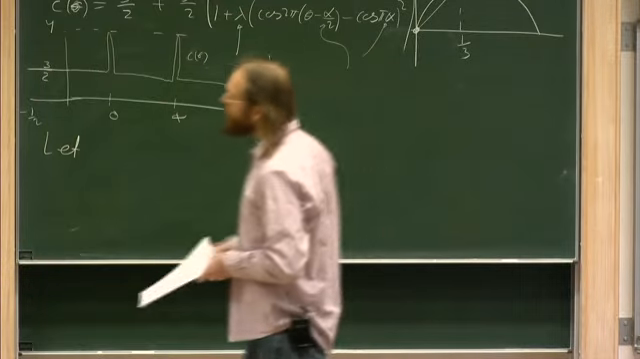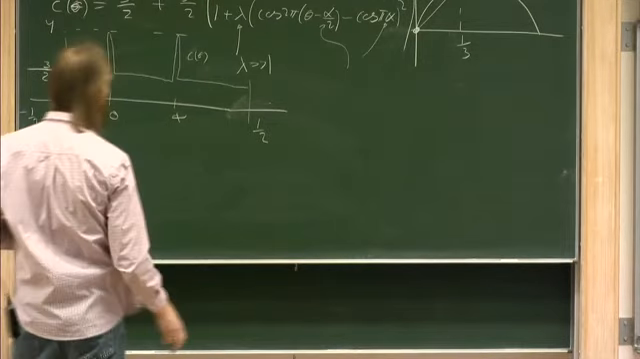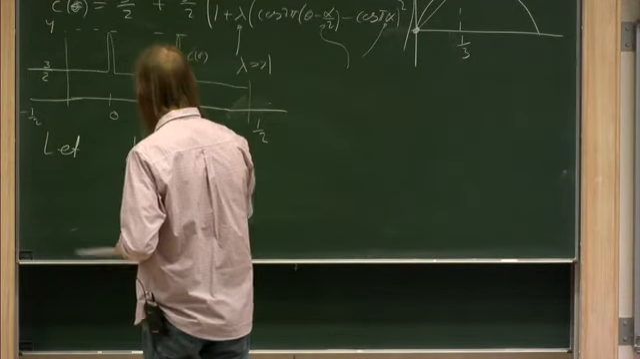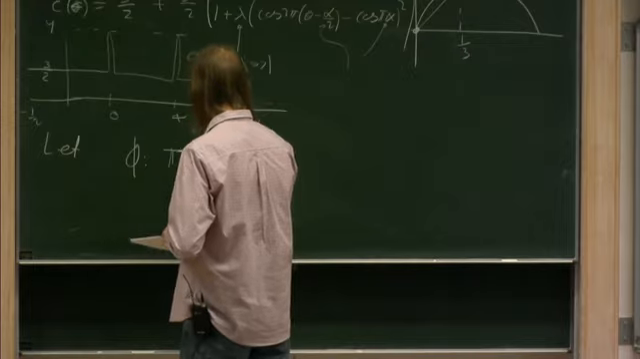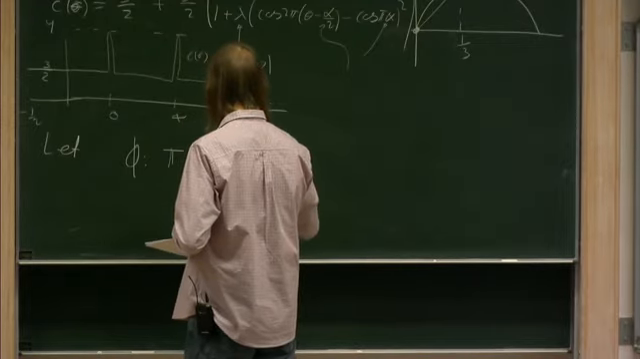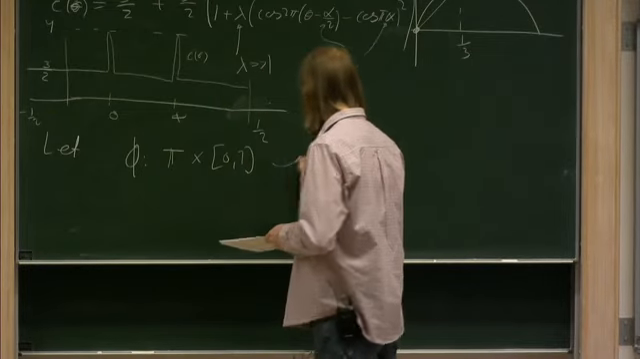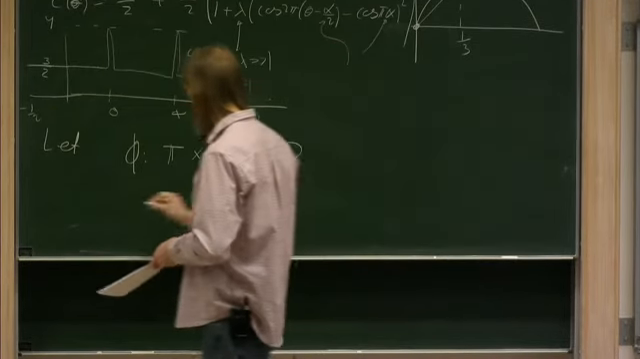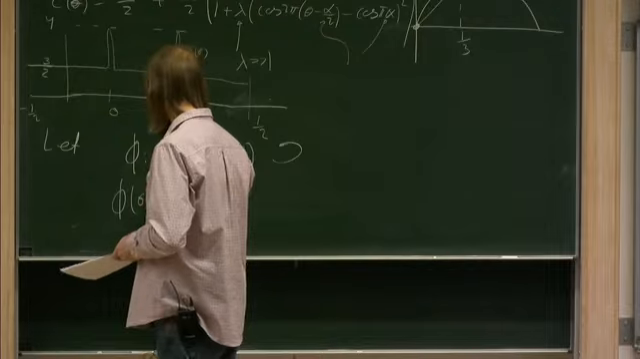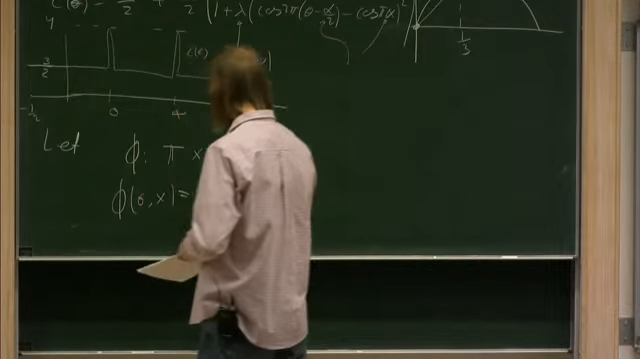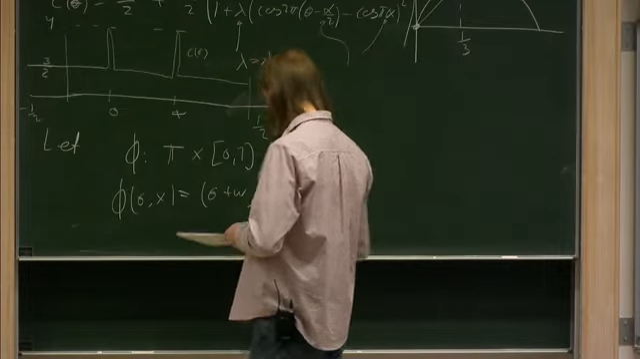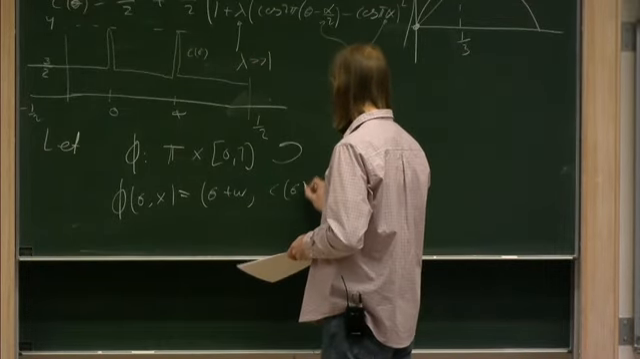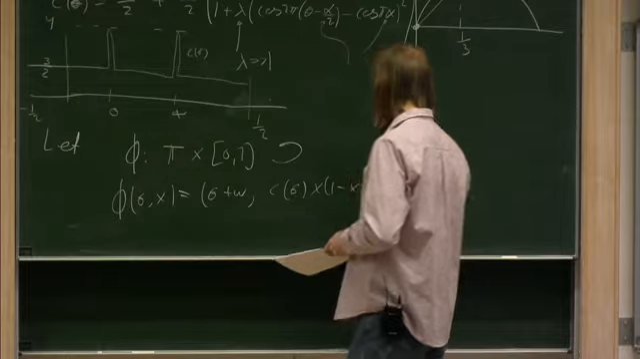So let us give a name for this map. So let phi be the following map. It's a map from T cross the interval [0,1] to itself. And then I just define it like this: phi of (theta, x) is just (theta plus omega, c theta x(1 minus x)).